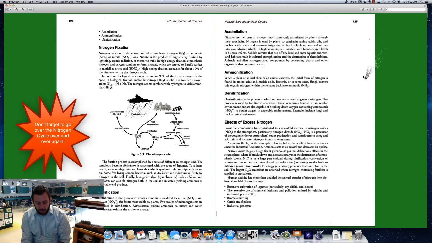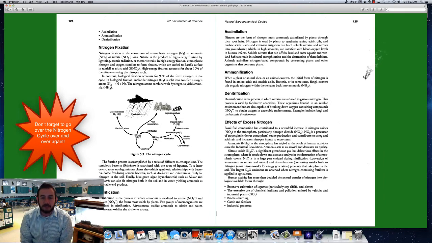So here are the overall effects. I think I covered most of this today as far as nitrogen goes. Effects of excess nitrogen: fossil fuel combustion has contributed to a sevenfold increase in nitrogen oxides in the atmosphere, usually NO or NO2, particularly nitrogen dioxide, NO2 being the big one. That is a precursor of ozone production in the troposphere, the lower atmosphere, and contributes to smog, acid rain, and some other big, heavy pollutants that could harm humans.